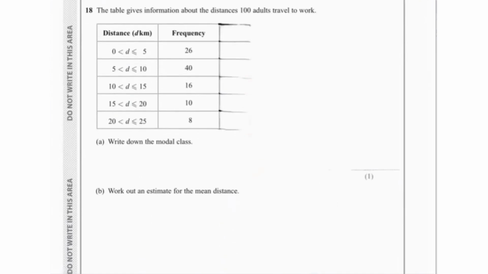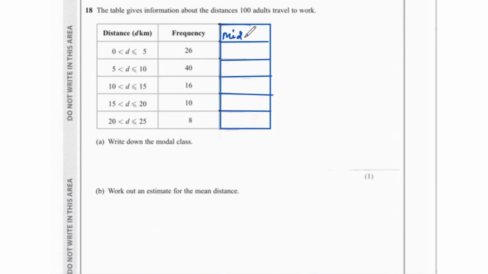So for the mean distance, we need to find the midpoint of the distances because we cannot use the intervals like this. So we will create a separate column where we will find all of the midpoints for each of these intervals. And that's going to be our x value. So the midpoint of 0 and 5 is 2.5. 5 and 10 have a midpoint of 7.5. 10 and 15 is 12.5. 15 and 20 is 17.5. And 25 is 22.5. These are your midpoints.